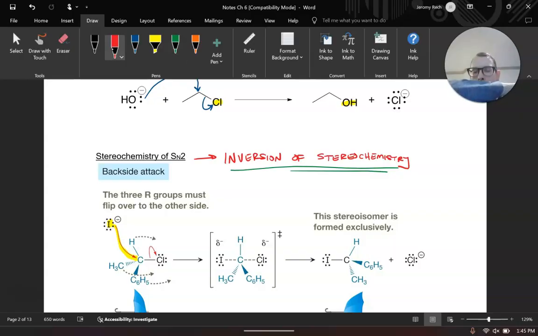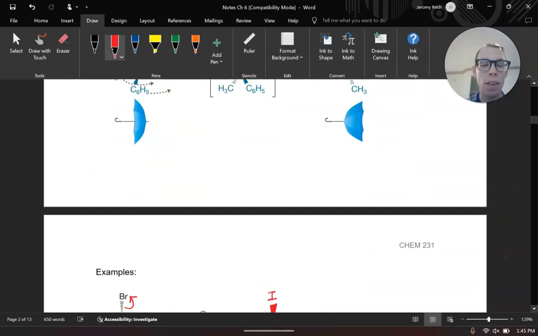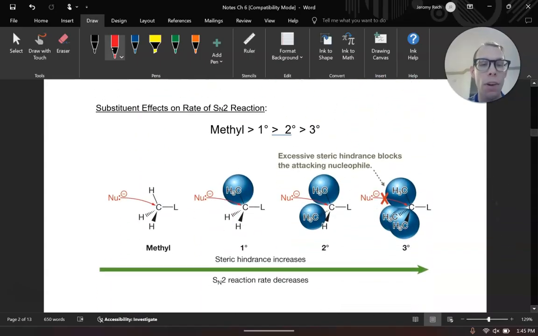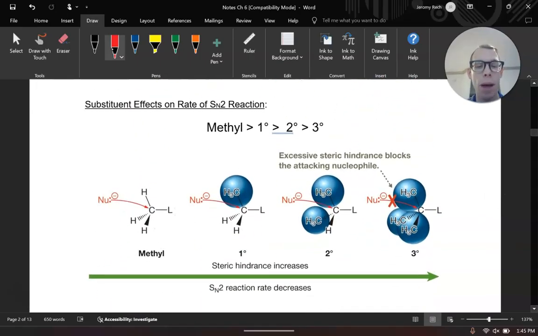Now, with attacking at the backside, there is another important thing that we need to consider, and that is going to be our actual substrate itself. I have here a graphic to think about the impact of our substrate. And here I have a series of different substrates. So we have a carbon that has a leaving group connected to it.